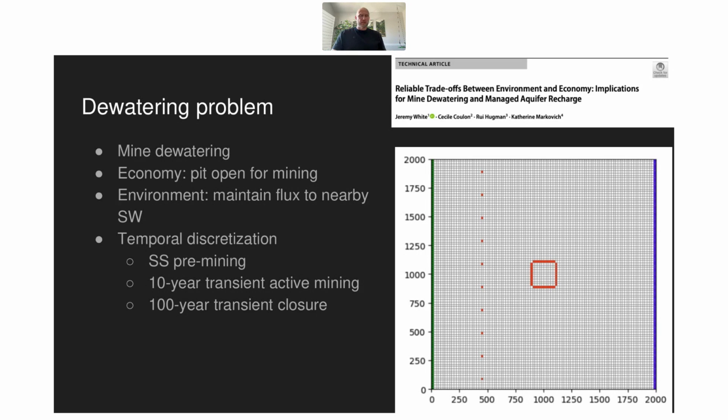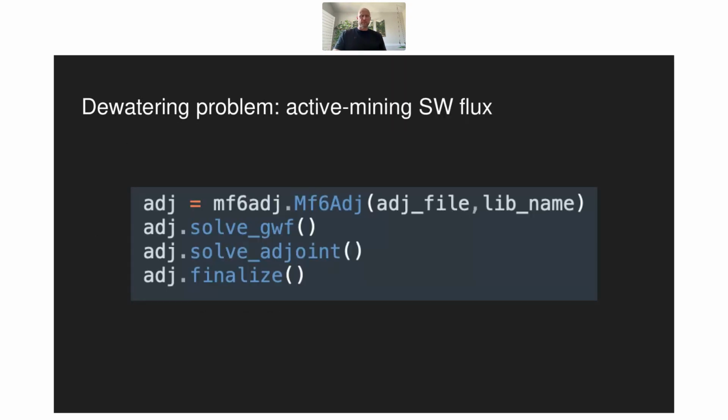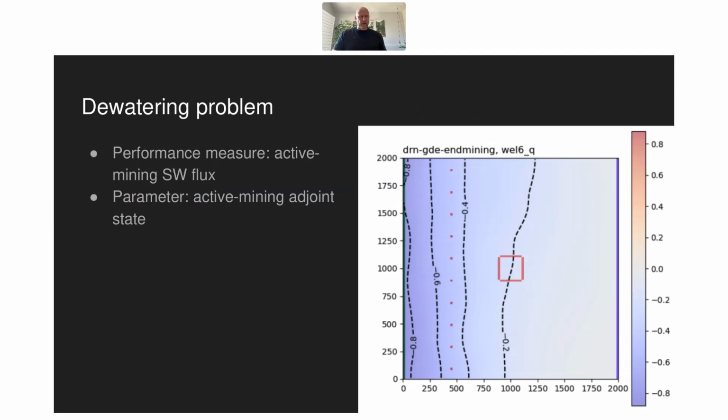So we have 3 stress periods: a pre-mining steady state, a 10-year transient active mining, and then a 100-year closure period. So we can run first the active mining surface water groundwater exchange performance measure using this piece of code, and we can make this map. This map is showing us where groundwater pumping or groundwater injection during active mining affects the flux to that river during active mining. So you can see the 0.2 runs right through the mine pit. That means 20% of the water that's being extracted for dewatering would have otherwise made it to the surface water network.